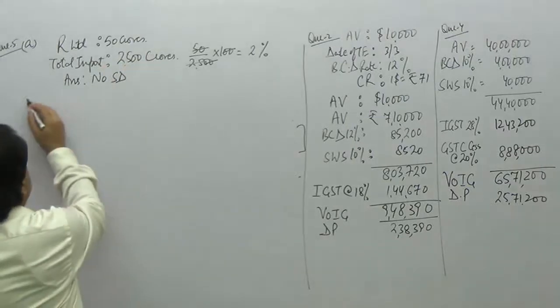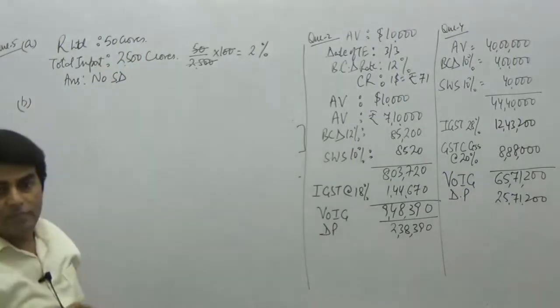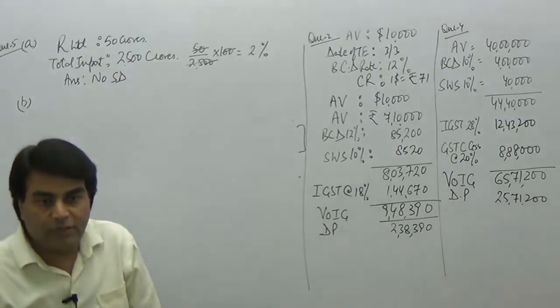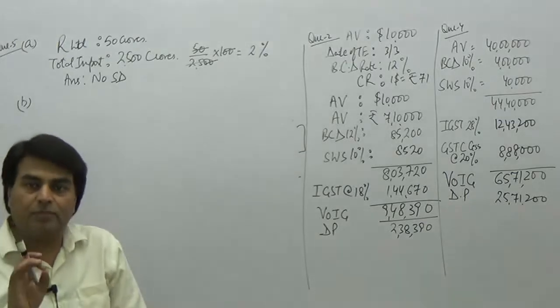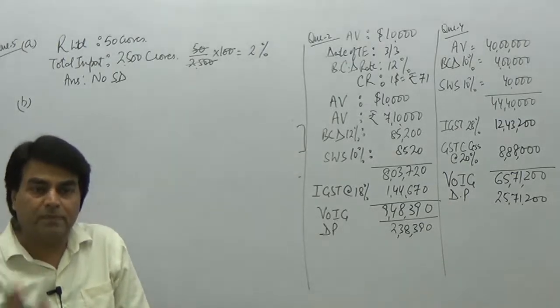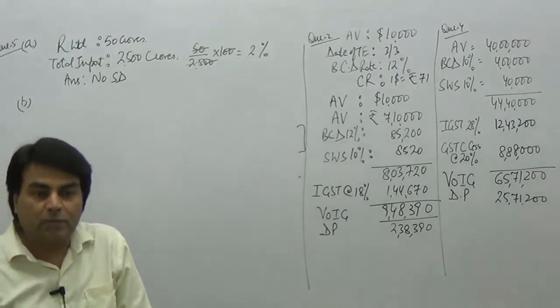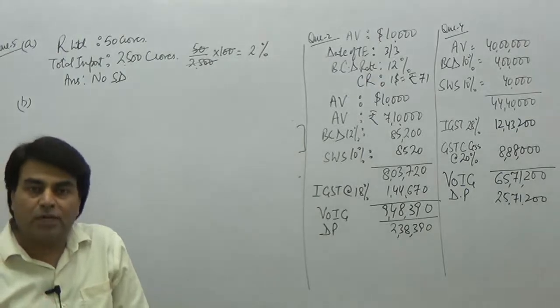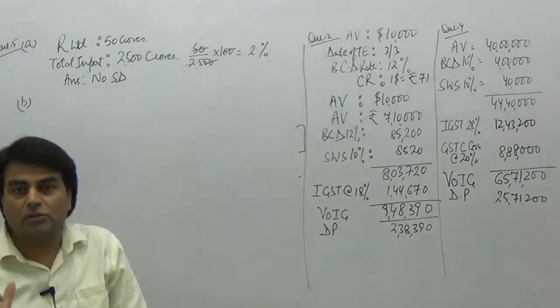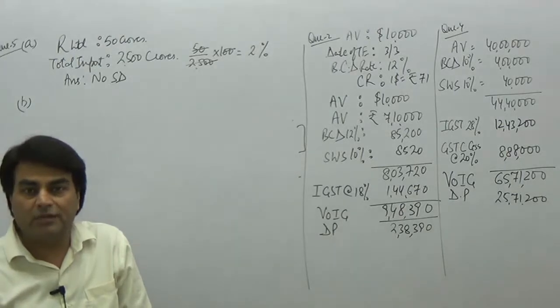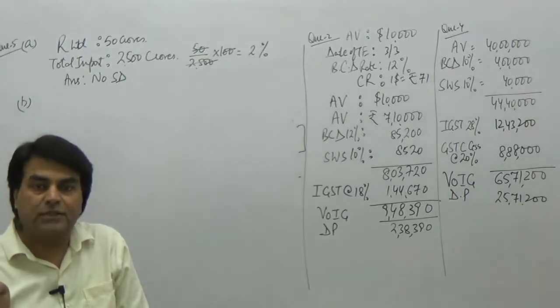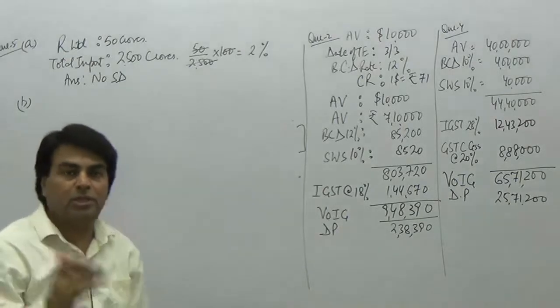Coming to point number B. Point number B says all other facts given in A remain the same. Point number A, every information remains the same. But what will be the answer if the imports from Bangladesh is 100 crores? So the only variation in point number B is instead of 50 crores, the value of the import from Bangladesh is now taken as 100 crores. So what would be the answer now?